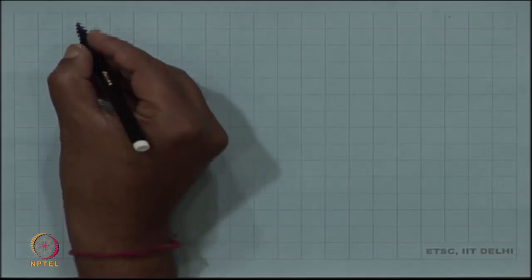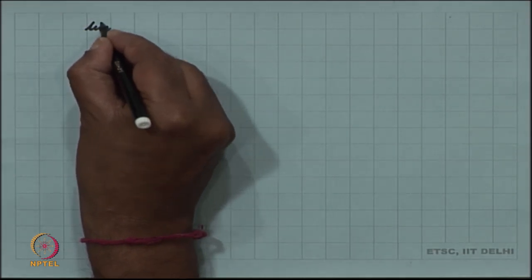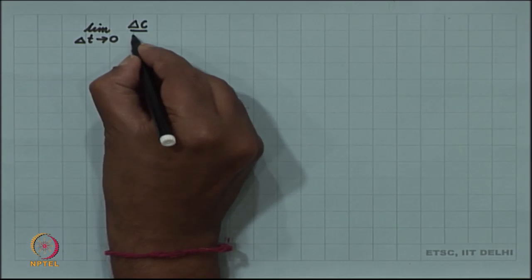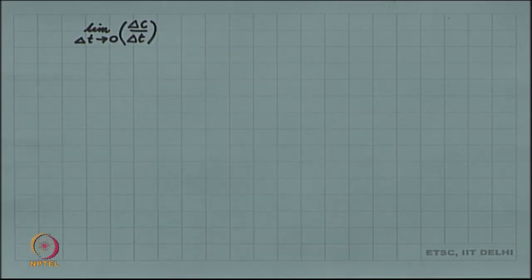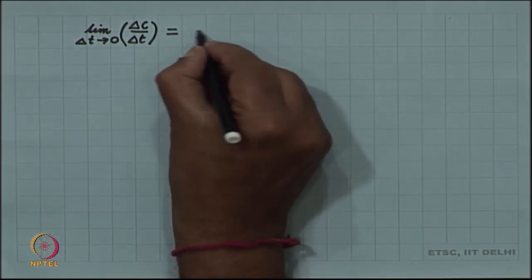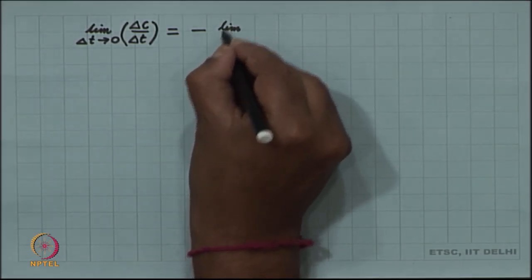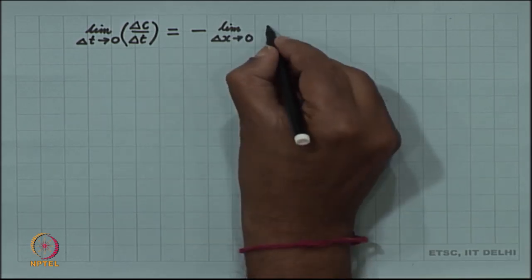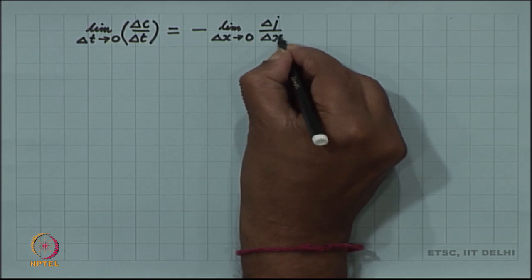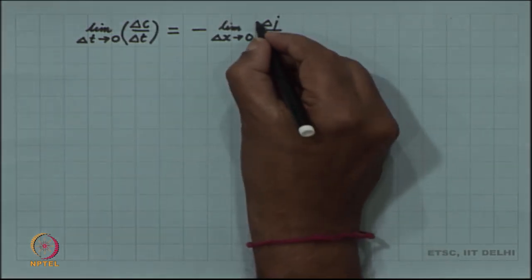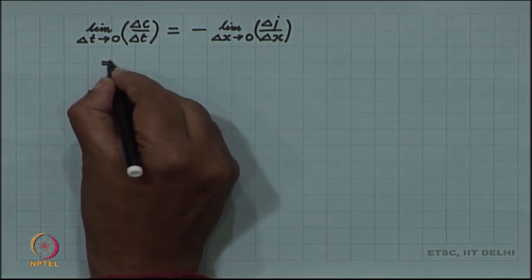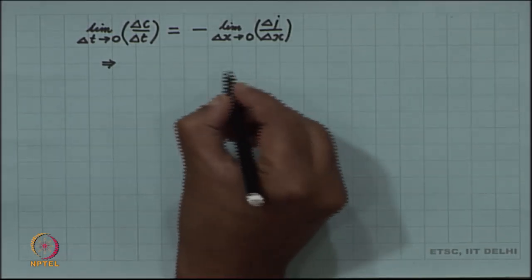So, all we have to do now is to take the limit. So, if we take the limit of delta t tending to 0 of del C by del t, instead of average over the time interval, we will now have the instantaneous rate of change of concentration, and similarly on the other side we take the limit delta x tending to 0. So, instead of average change over a finite distance delta x, we will have the rate of change at a particular position in space. So, this process of taking the limit will then change it into the differential equation.